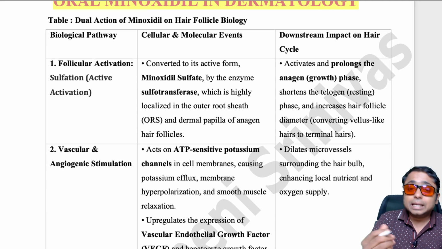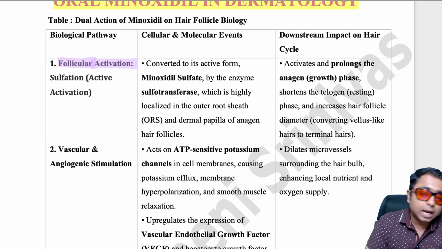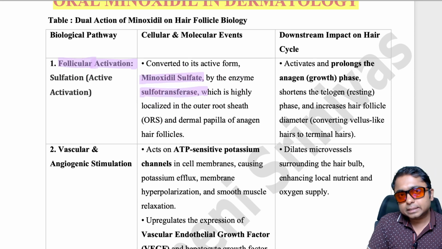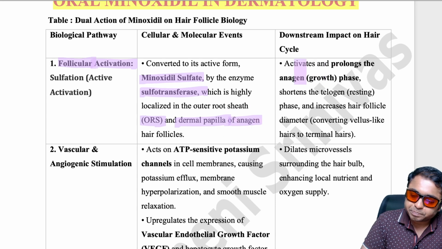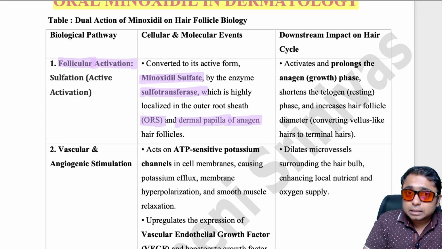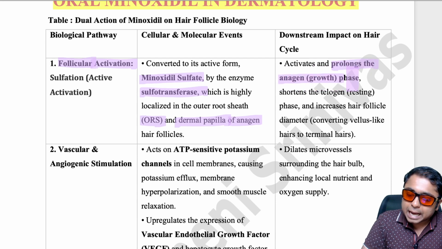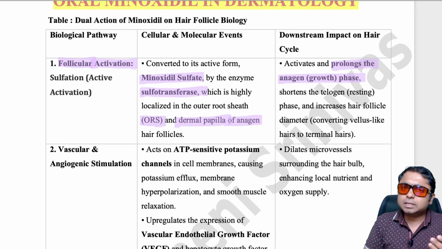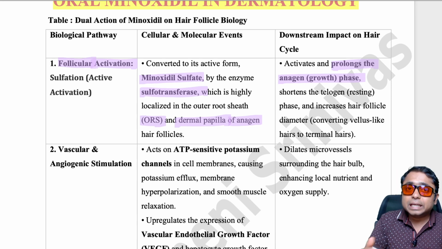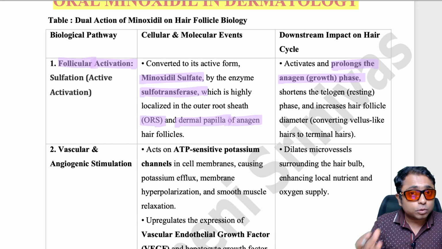First of all, there is going to be activation, that is formation of minoxidil sulfate at the follicular level. So this is minoxidil sulfate formation due to the sulfotransferase enzyme, which is especially localized in the outer root sheath and also in the dermal papillae of the anagen hair follicles. So all these are very important points to remember, and thus this minoxidil sulfate is going to prolong the anagen growth phase, and that is the reason why the length of the hair, which is dependent on anagen phase, is going to increase in the patients who are using this minoxidil.